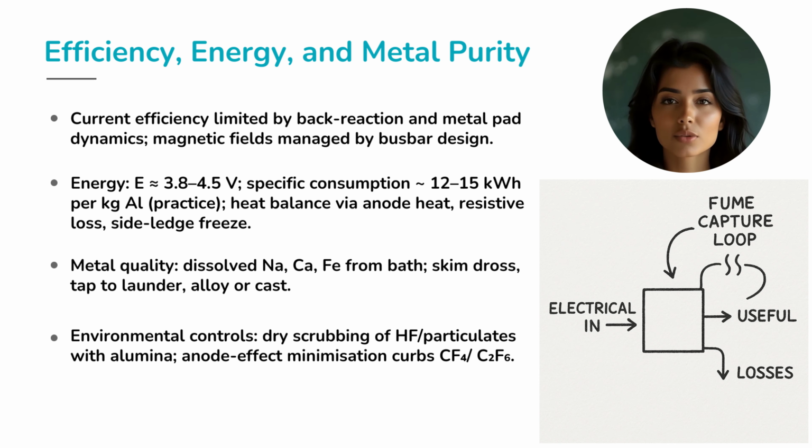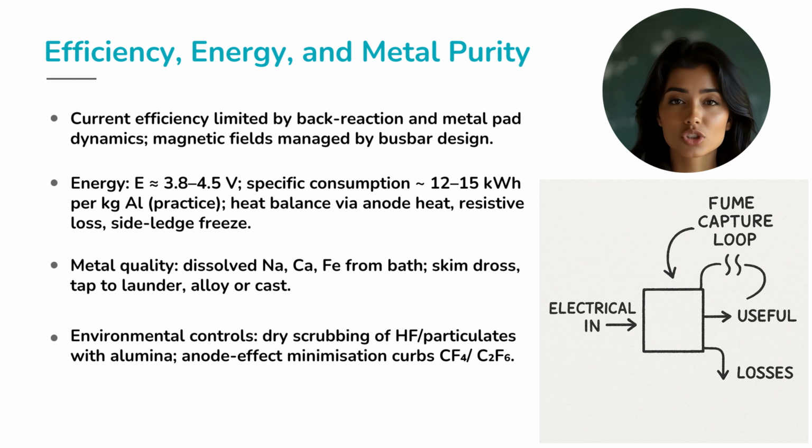heat losses, resistance, and side reactions. Energy consumption is around 12 to 15 kilowatt hours per kilogram of aluminium produced. That's why aluminium is sometimes called solid electricity. The purity of the metal is generally very high, but traces of sodium, calcium, or iron can sneak in. Skimming dross, careful tapping, and refining control this.